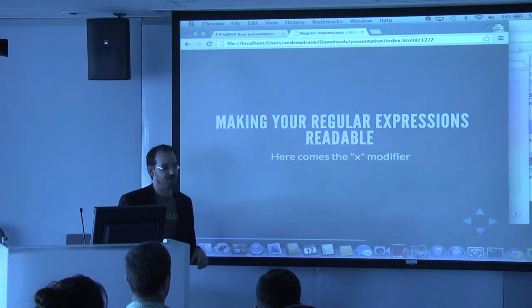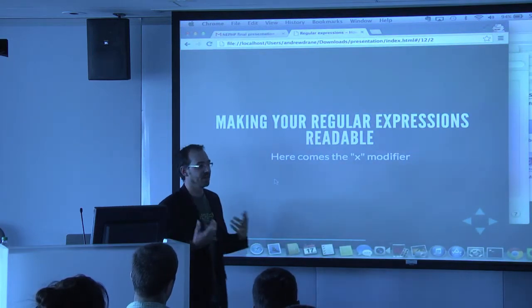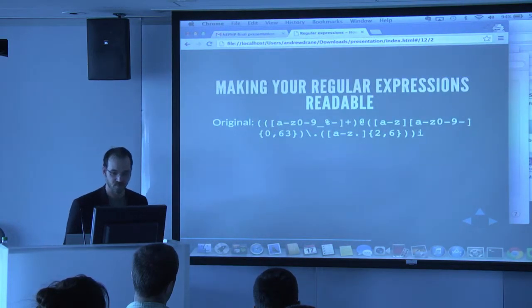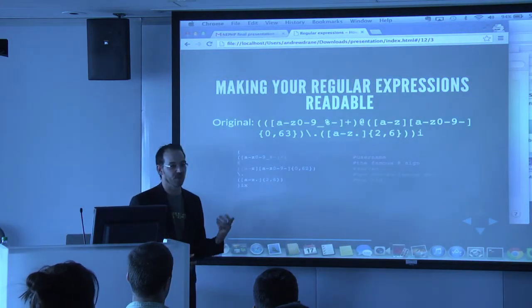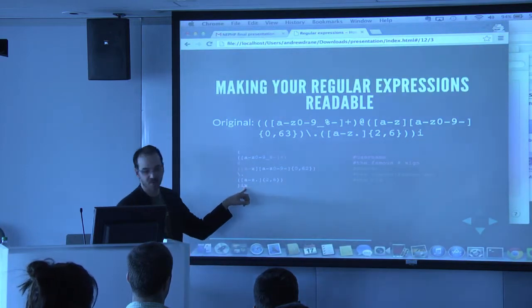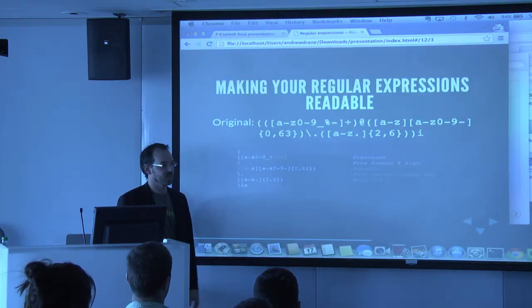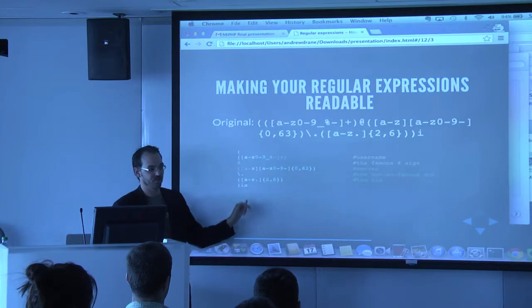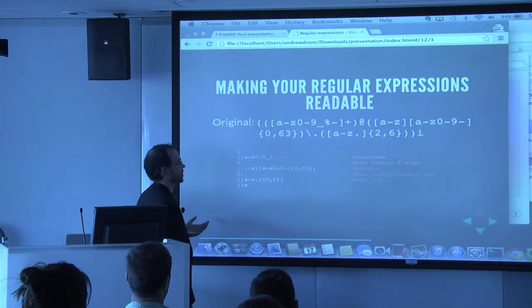So here comes the X modifier. Modifiers I introduced a little bit earlier with the case insensitive modifier. So you can also add an X at the end. So this is the original regular expression that we just saw for emails, and we can write it this way. Using the X modifier at the end means ignore all white spaces and ignore everything after a hash line. If you want to put a hash in your regular expression, obviously you'll have to escape it first. So as you can see, it's a lot easier to read right now.